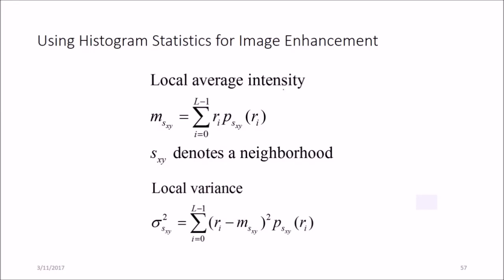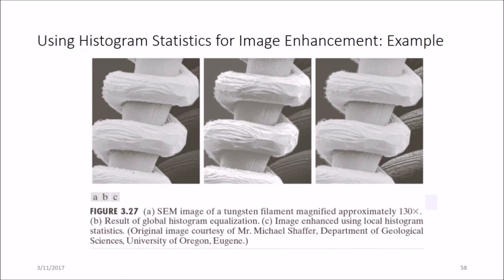So this is the local average intensity, where S_xy is nothing but the neighborhood. So we apply r_i, not on the whole image, but on the neighborhood, and the local variance will be the sum of (r_i minus m_Sxy) whole square times p_Sxy. This is the histogram statistics for image enhancement. The first image is the image of a tungsten filament, which is magnified. This is the result of global histogram equalization, and this one is the image enhanced using local histogram statistics.